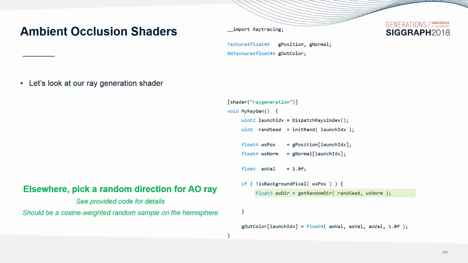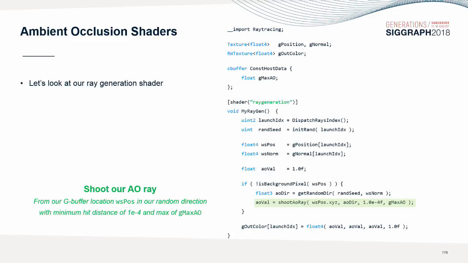For ambient occlusion rays, I'm going to get a random direction. You can see the code for the details of doing this. This is pretty standard random selection of a ray on a hemisphere. In this case, it should be cosine weighted, and that's also in the code. And after that, I shoot a ray. Now, this shoot AO ray is a wrapper I've written around ray tracing, and I'll show you that in a moment. I'm going to shoot the ray from my position that I looked up in the gbuffer in the direction of this random ray.